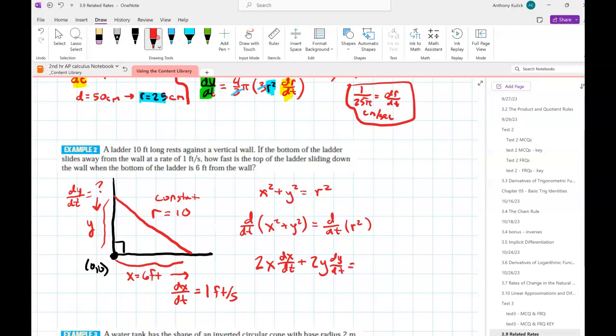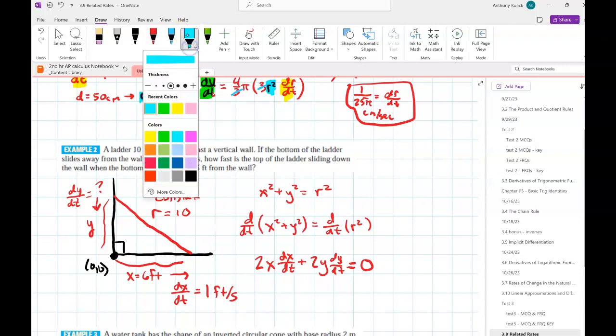Everybody's okay with that? What's the derivative of the right-hand side? Say it loud, Braden. Yeah. r is a constant, so its derivative is 0. That's why I made a big deal of writing constant by the r, so that when we get to this point.